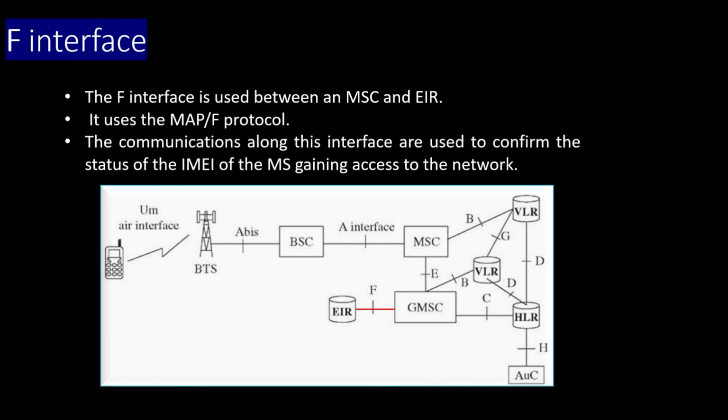F interface. The F interface is used between an MSC and EIR. It uses the MAP-F protocol. The communications along this interface are used to confirm the status of the IMEI of the MS gaining access to the network.